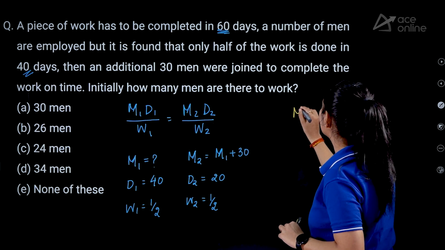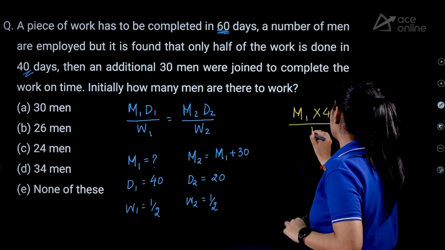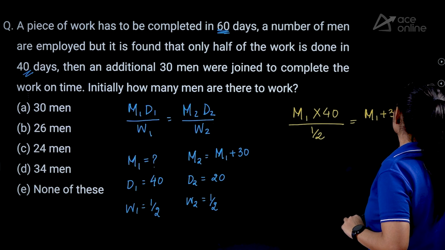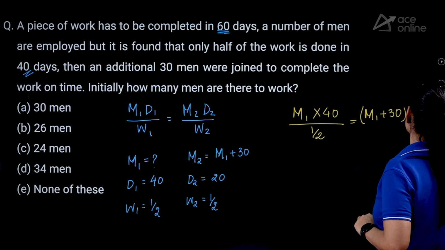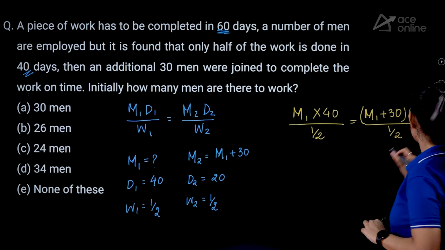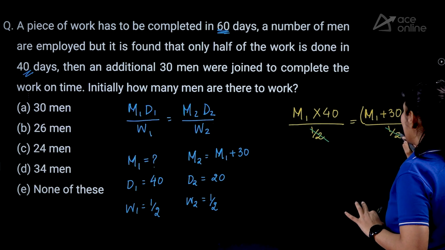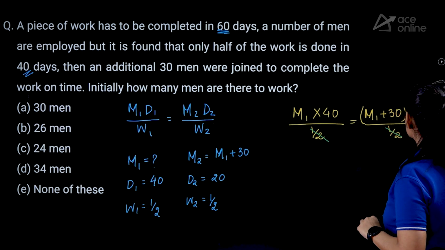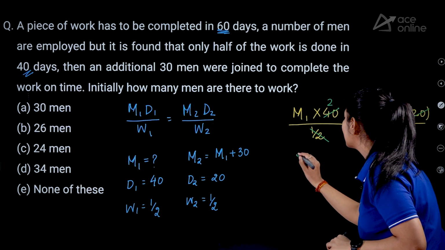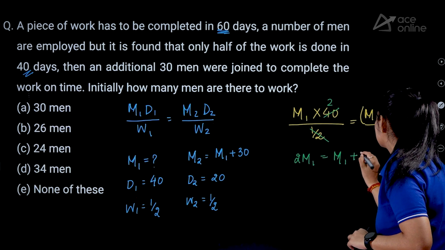So here we need to find M1 into 40 divided by half is equal to M1 plus 30 multiplied by 20 divided by half. This is the formula that we are going to use. So this half and this half are eliminated, and this 20 is eliminated with this one, and here we are getting 2. So we get 2M1 is equal to M1 plus 30.